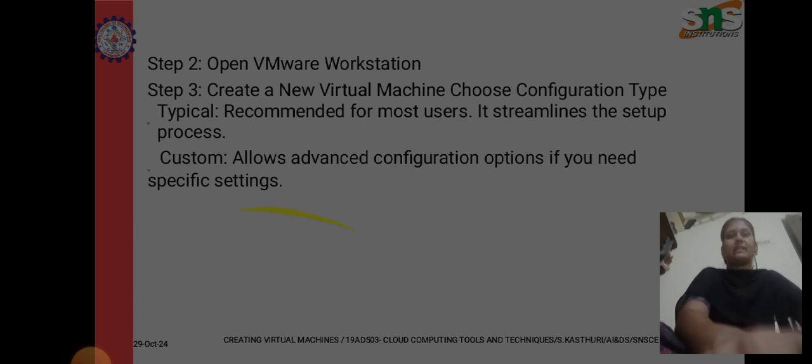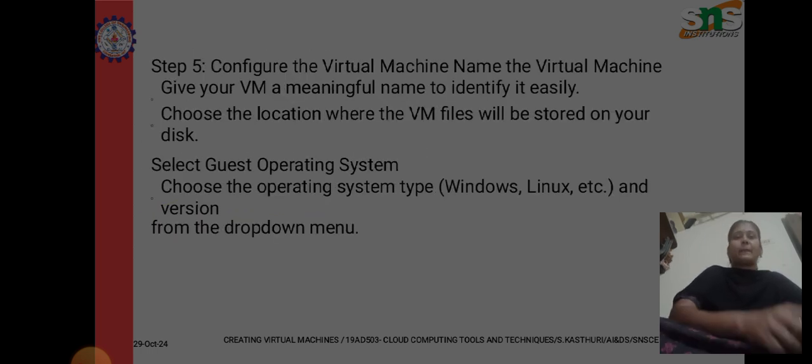Next is the configuration of the virtual machine. So we have to name our virtual machine. Give the VM a meaningful name to identify it easily. Choose the location where the VM files will be stored on our disk. Select the guest operating system. So choose the operating system type, Windows or Linux, etc., and version from the drop down menu.